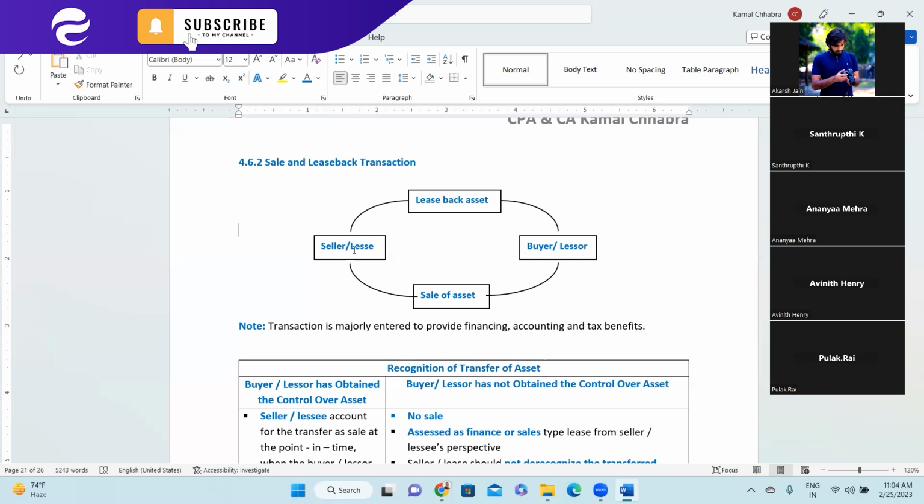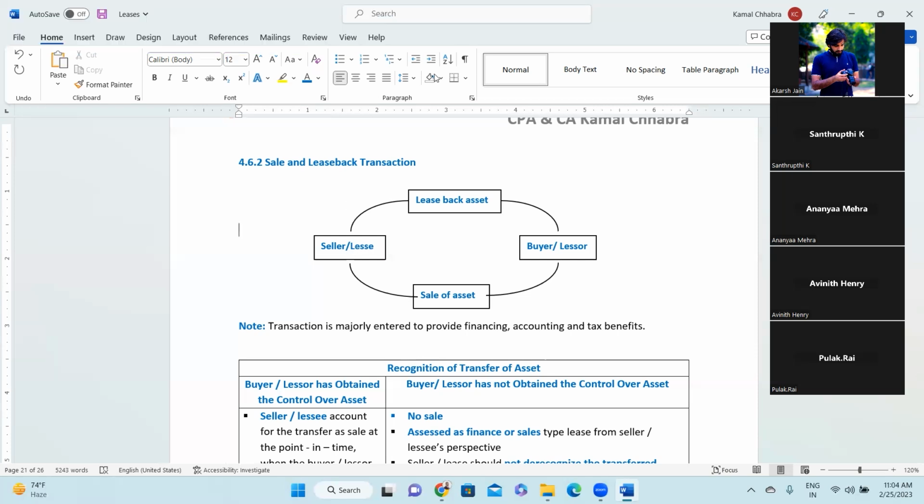Are you getting my point? So here, the seller gives the asset to the buyer, right? And then the buyer becomes a lessor and gives the asset back to the seller, who becomes a lessee. So this is the transaction happening from the seller, who is the original owner of the asset, and becomes again the lessee who is using the asset.